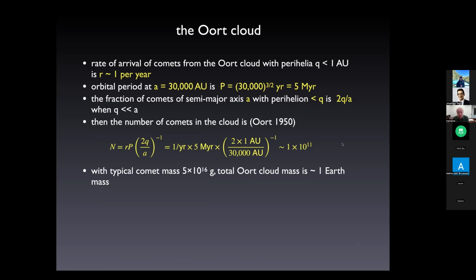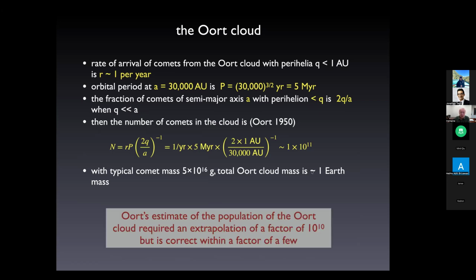by the semi-major axis. That tells you the number of comets in the Oort cloud is simply the rate at which they go through perihelion times the orbital period times the inverse of the fraction that you see, which is 1 over 2q over a. So that's 1 per year times 5 megayears, and this is 2 astronomical units divided by 30,000, which gives you a total of about 1 times 10 to the 12th comets in the cloud. With a typical cometary mass, we get cometary sizes of a few times 10 to the 16th grams. The total cloud mass comes out at of order an Earth mass, maybe a few Earth masses.